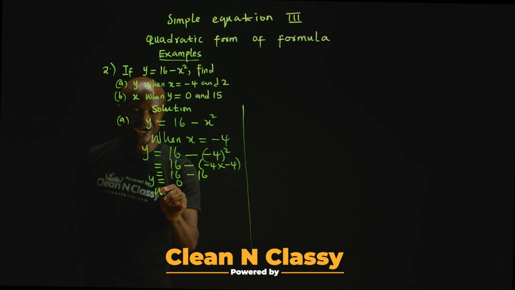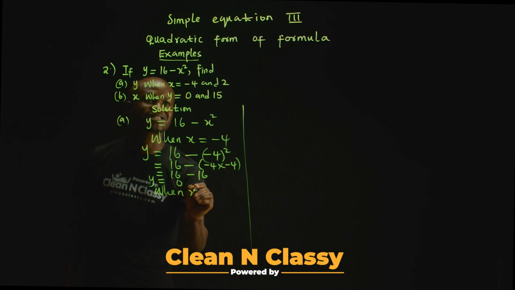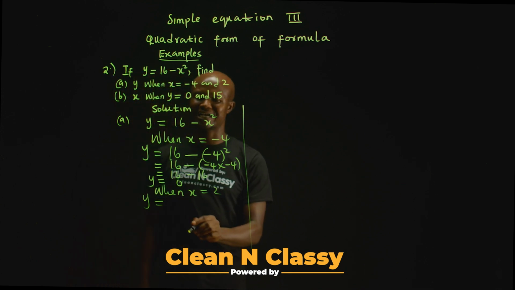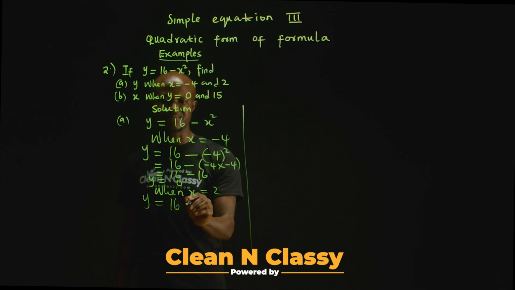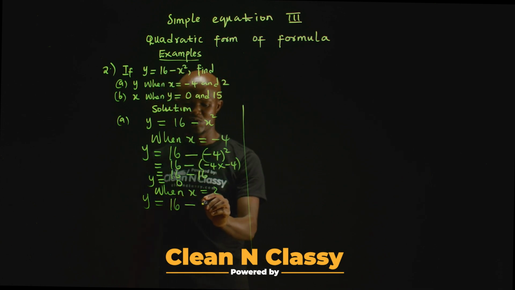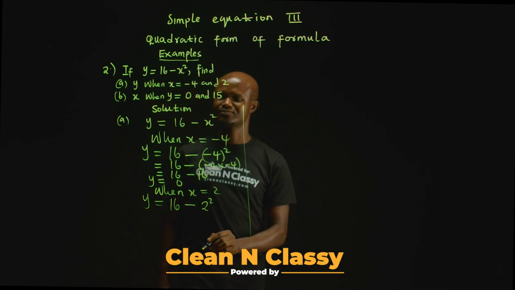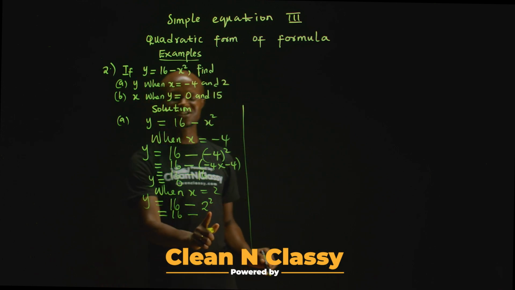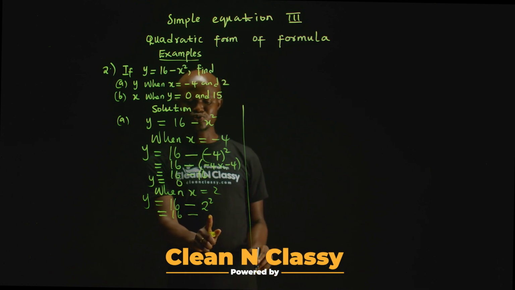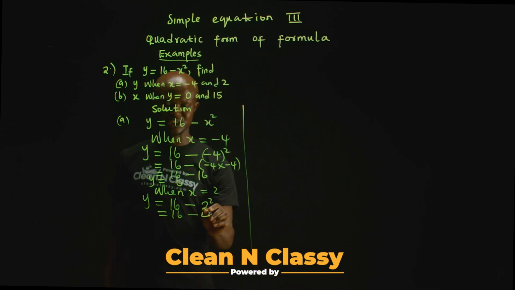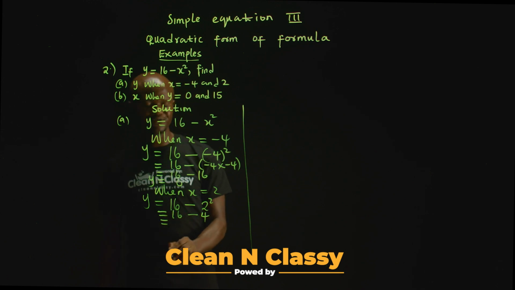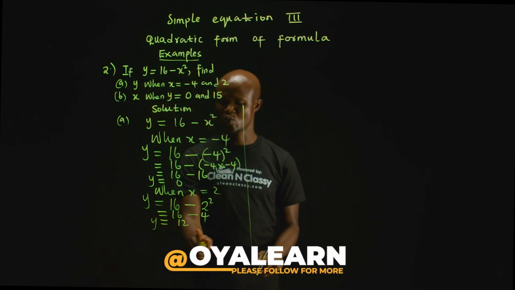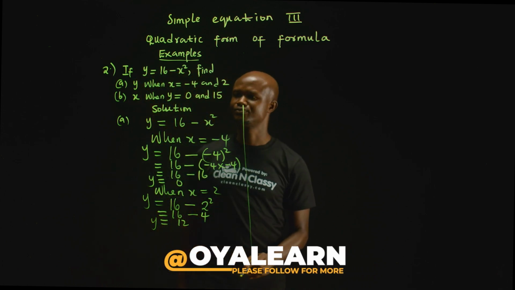Now, when x equals 2, what will be the value of y? We have y equals 16 minus, anywhere we see x, we put 2. So we have 2 squared. So we simplify now. 16 minus, what is 2 squared? That is 2 times 2, and that is 4. So 16 minus 4, that is 12. So when x equals 2, y equals 12.